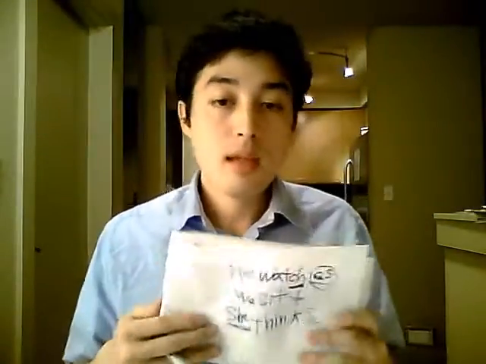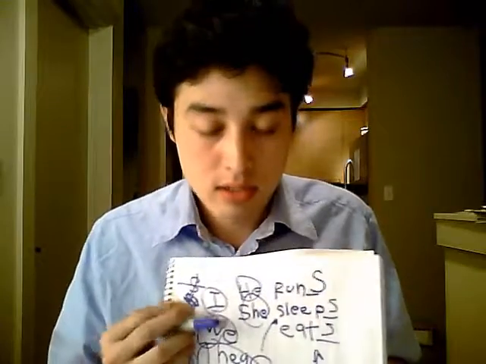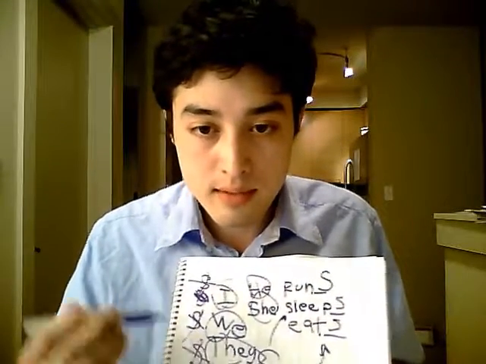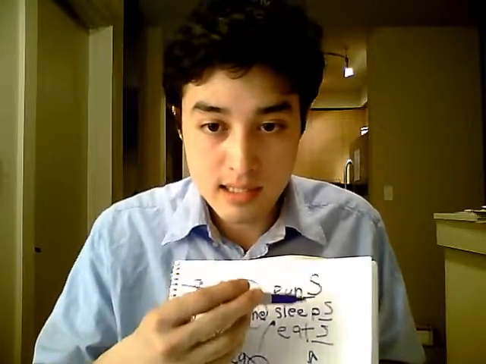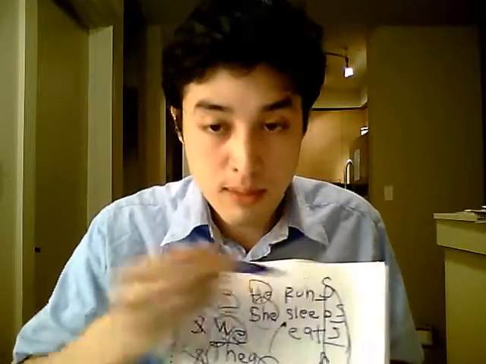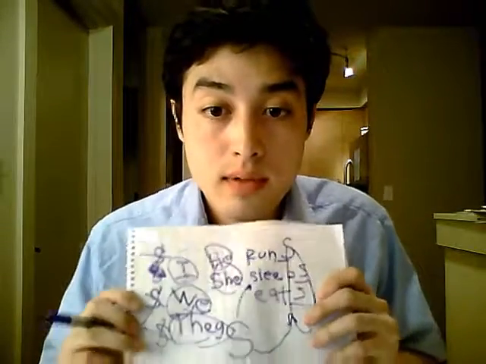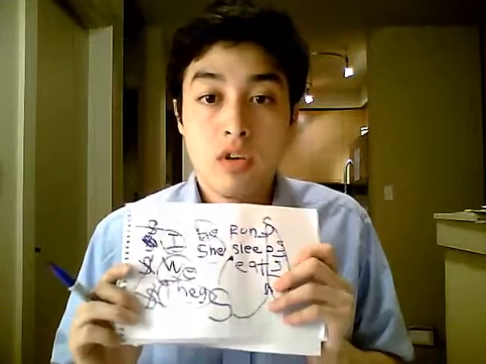So that's a very common mistake that people make, when to add an S to the end of the verb. If it's I, we, or they, you don't add an S to the end of the verb. If it's he and she, yes, you must add an S. So that's your first lesson, when to add an S to the end of the verb. I hope you like that.